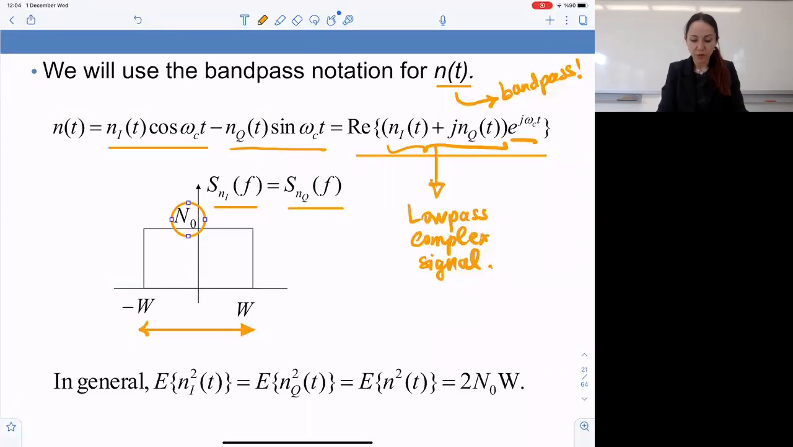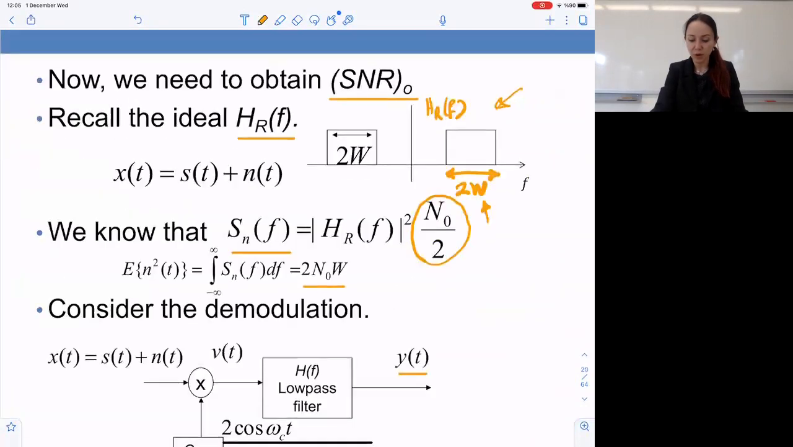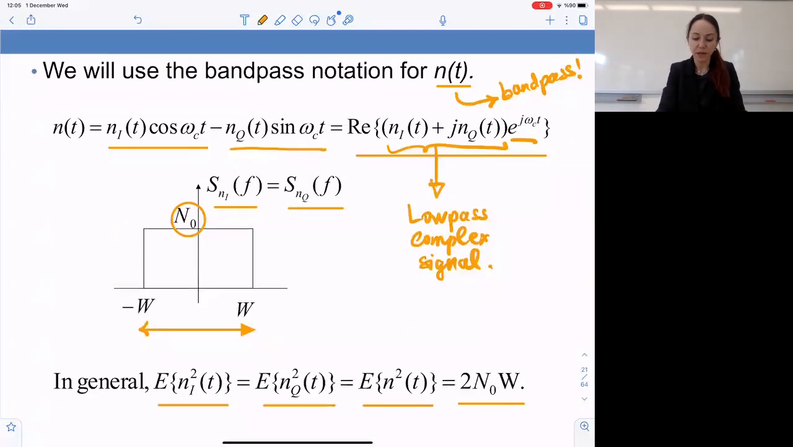Okay. And also they have equal power, both N_i and N_q, and this is equal to the power of the original passband noise. And we can compute it from the figure as 2 N_0 W. So it's the same computation, but we just did it using the in-phase and quadrature components. It's the same computation that we did in frequency domain in the passband directly, and alternatively, doing the same thing in baseband.